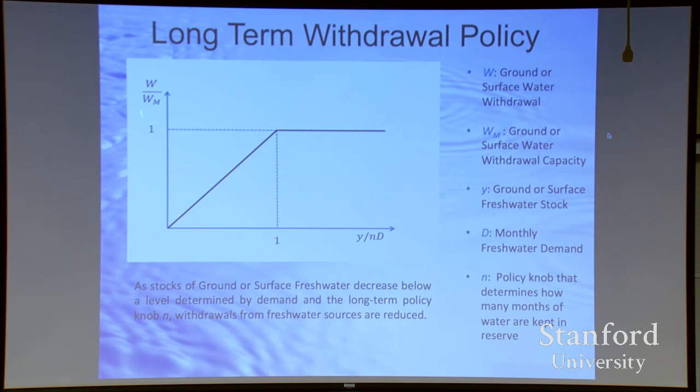So this is withdrawal of water from surface water or groundwater. And this factor N is that policy knob that we can change and see what happens. If we have enough water in our sources for this number of years or this number of months down the road, then we can withdraw as much as we want. If we have less, then we have to reduce it. And then we can change this threshold by choosing this policy knob and adjusting it.